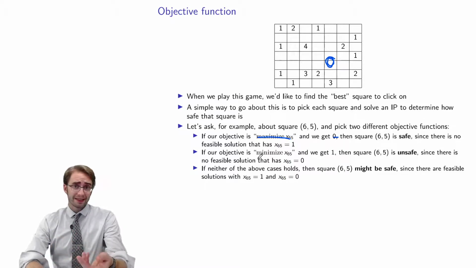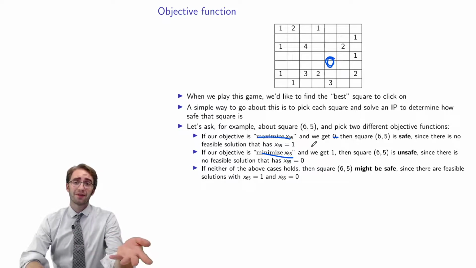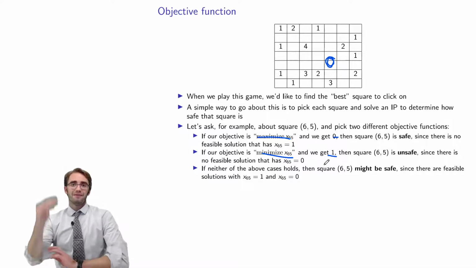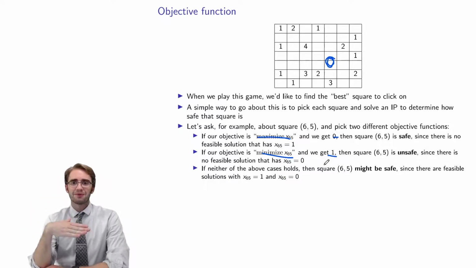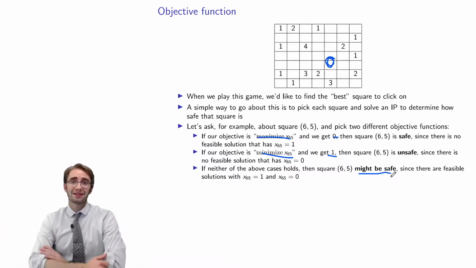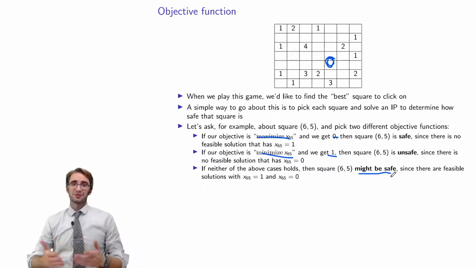If I do a minimize instead, if I say minimize the value of that square and I get a 0, then I know that the square might be safe. If I do minimize and I get a 1, then it means that square definitely has a mine in it. Because when I try to make that entry as small as I can make it, I still get a 1. That means it's impossible for that square to be safe or to be free. So if maximize gives me a 1 and minimize gives me a 0, then I can't say anything. I say maybe it's safe, maybe it isn't. There are feasible solutions with both of them.